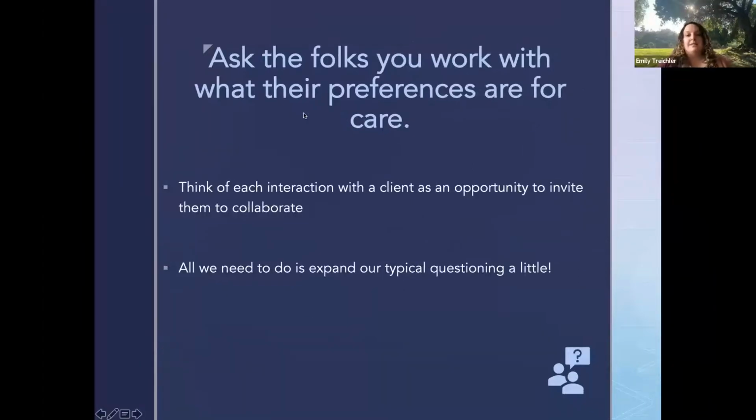So then the next thing that I would suggest to you is to ask the folks that you work with what their preferences are for care. And I know that this is so deeply simple that I don't even really need to say it, but it would be odd if I did this talk and I did not say this part. So the thing I want to suggest to you is to think of each interaction with a client as an opportunity to invite them to collaborate.